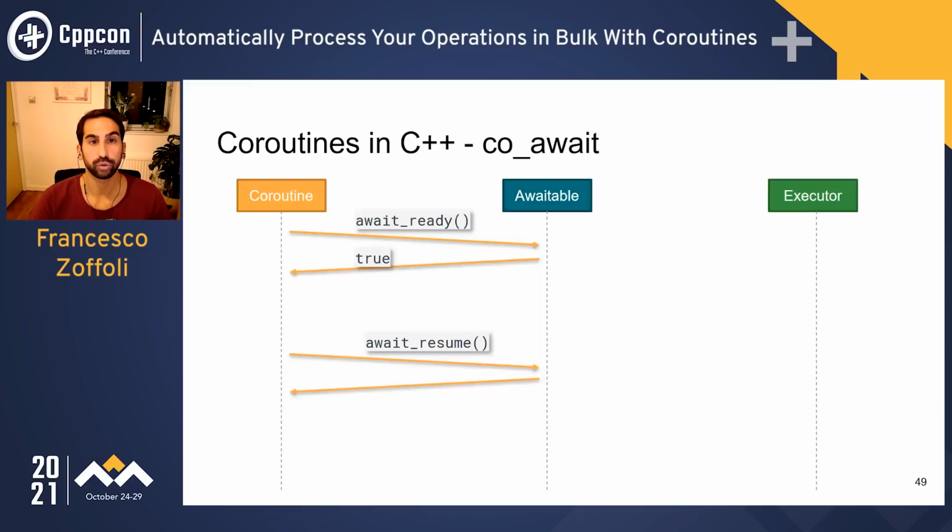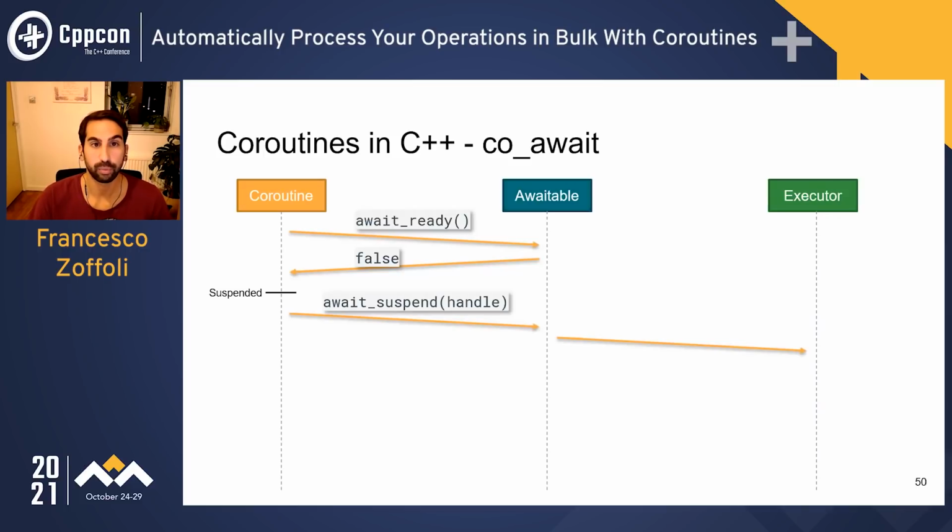In this case, the coroutine calls co_await on an awaitable. It's going to call await_ready, and this is going to return true. Since the awaitable is ready, the compiler is not going to suspend the coroutine, and it's going to call await_resume immediately. This is going to return a value, and the coroutine is going to continue with this value.